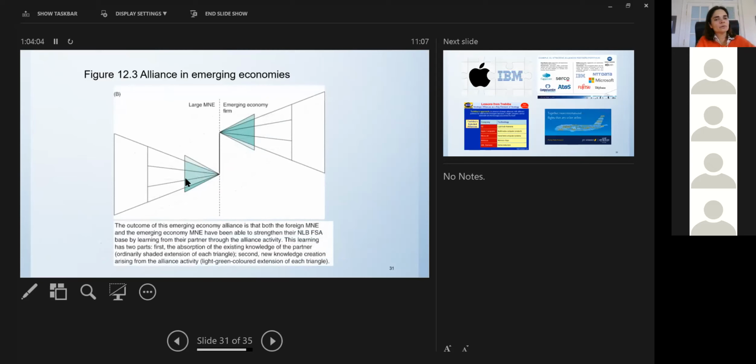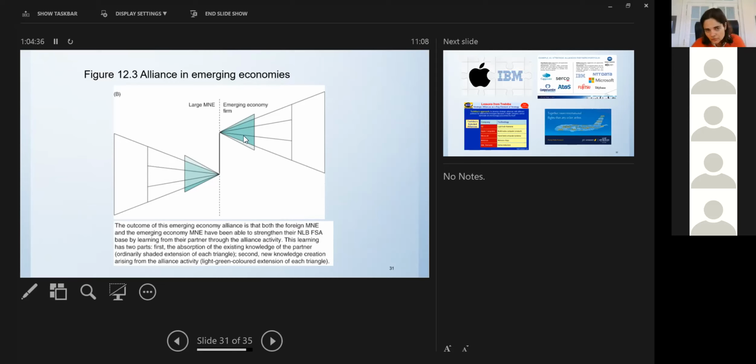Here you have an alliance which is a bit asymmetric. So the light green color is what they learn from it. They absorb knowledge. We will talk about this later also. And the absorption of new knowledge from your partner is here. So the large multinational absorbed this, the light green. And in fact, the emerging firm is learning more. It's learning this part and this part.